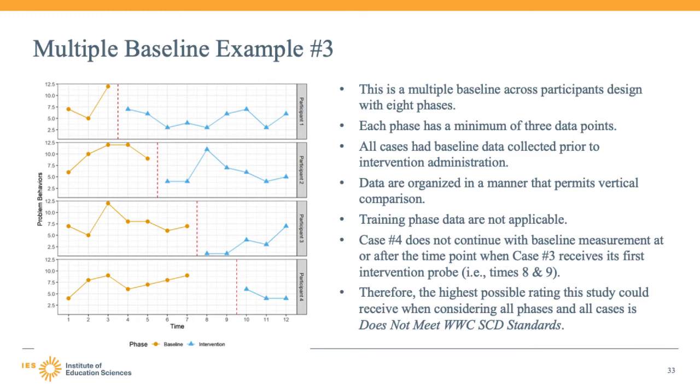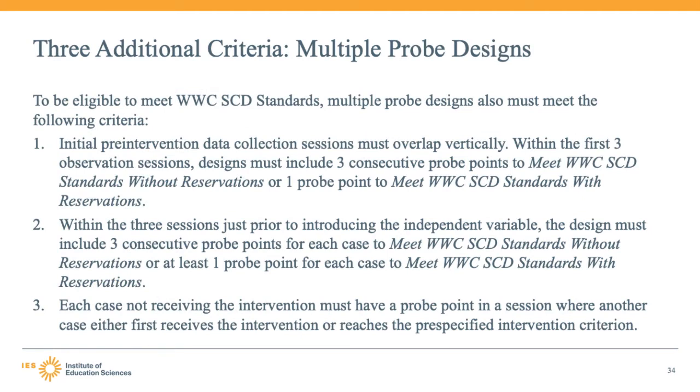In addition to the criteria already presented in this module, multiple probe designs also must meet 3 additional criteria, which are essential features related to the internal validity of these specific single case designs. First, multiple probe designs are also required to have vertical overlap in their initial pre-intervention data collection sessions. Within the first 3 observation sessions, the design must include 3 consecutive probe points in order to be eligible to meet WWC SCD standards without reservations, or it must include at least 1 probe point to be eligible to meet WWC SCD standards with reservations.